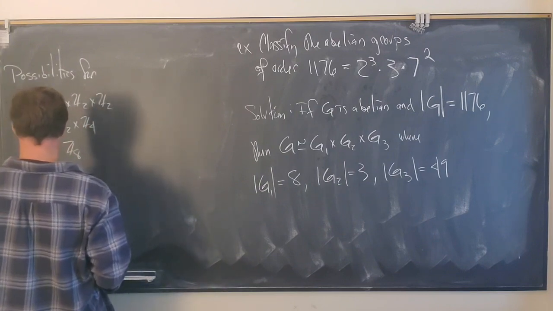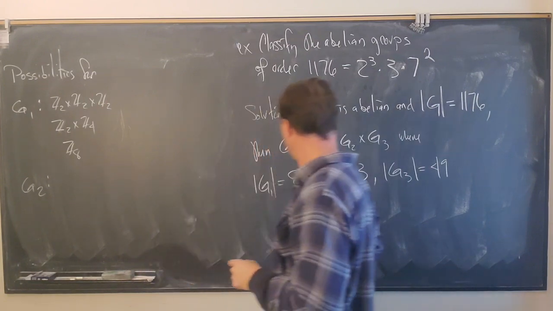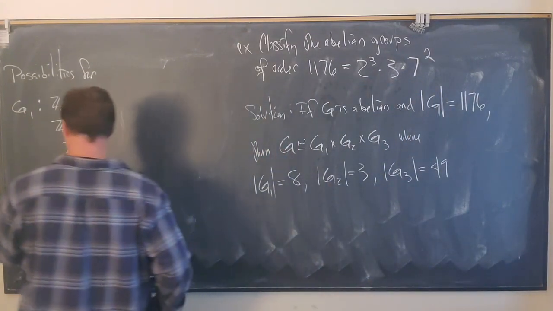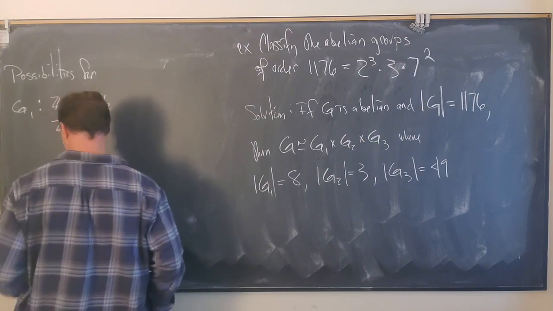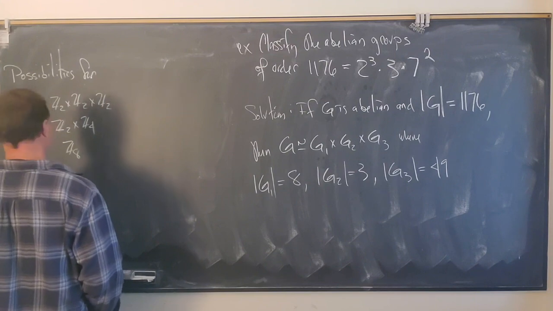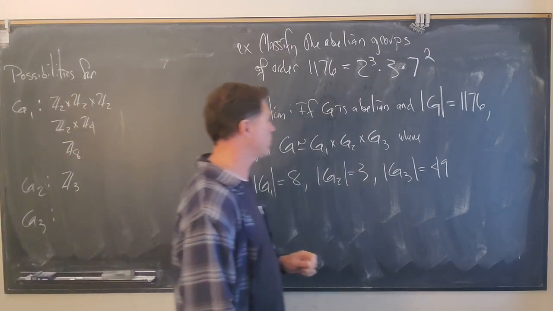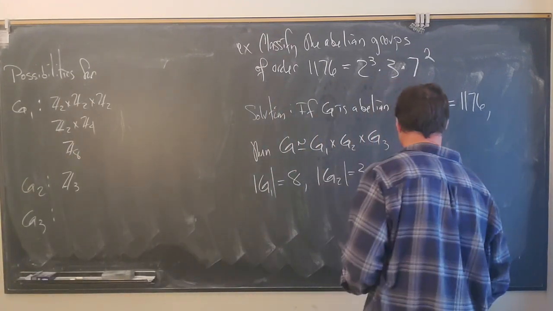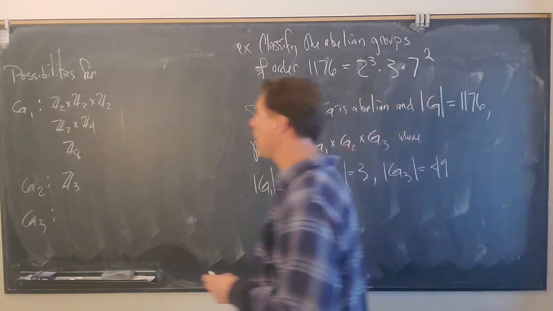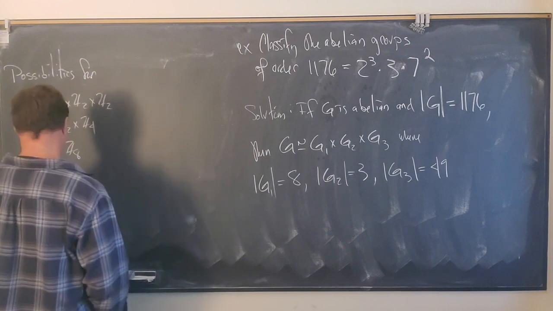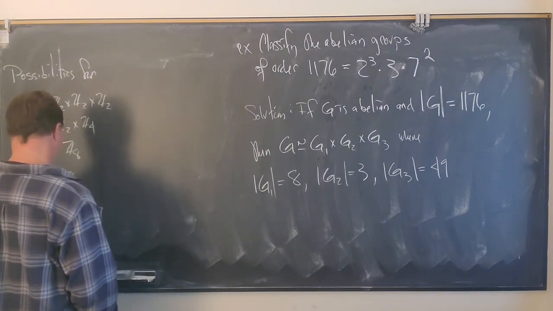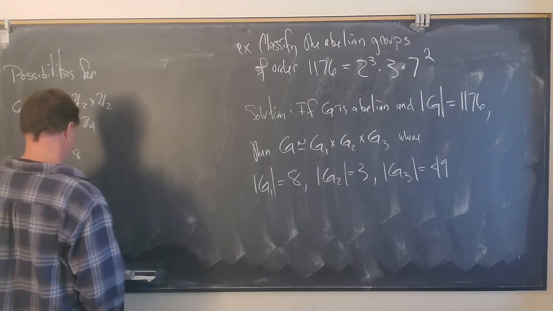For G2, G2 has order 3. The only group of order 3 is Z3. And then the possibilities for G3: G3 has order 7 squared, so the partitions of 2 are 1 plus 1 and 2, and so it could be Z7 cross Z7, and it could be Z49.